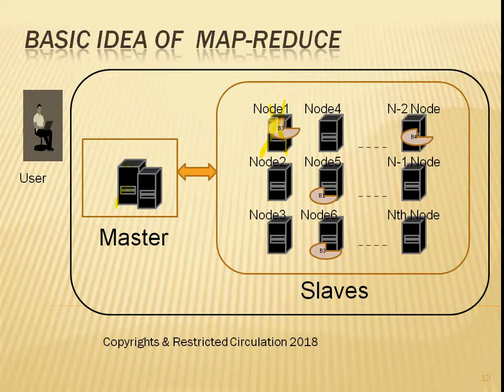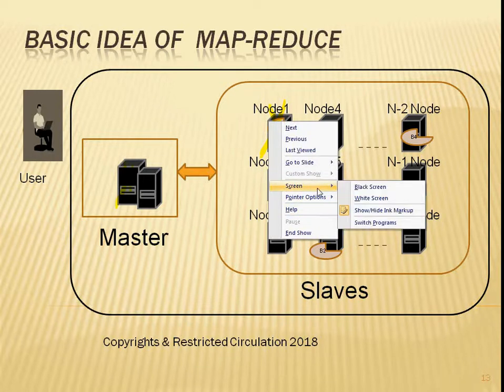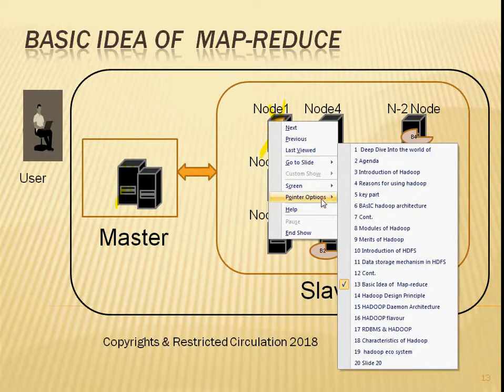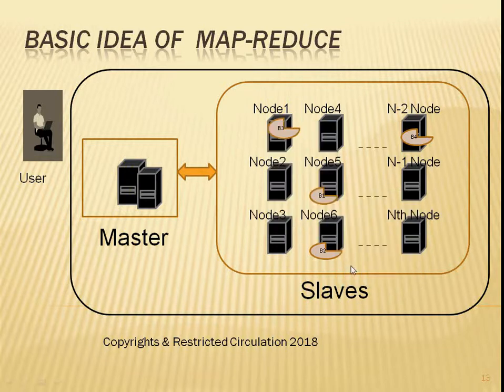Okay, so let's suppose this node is working. So b1, b2, b3, b4, these four blocks are created by the framework, and these are stored on node 1, node 5, node 6, and node 2. Okay, so now we have data which is distributedly stored. Now you have to process it, right? Processing means your code, your algorithm.